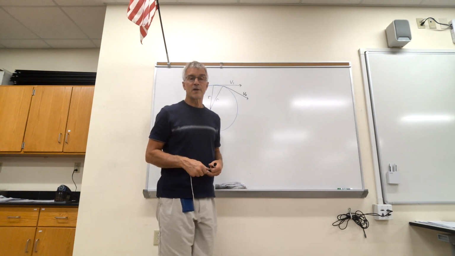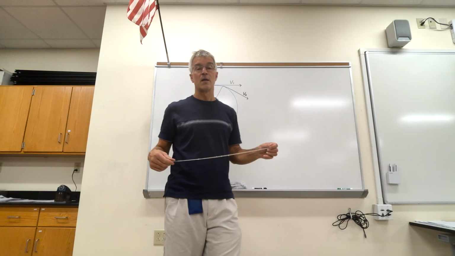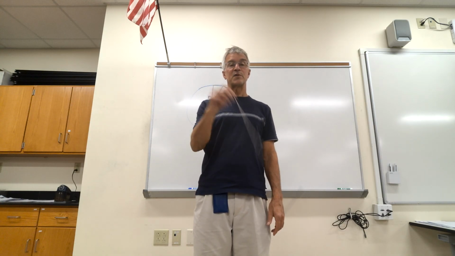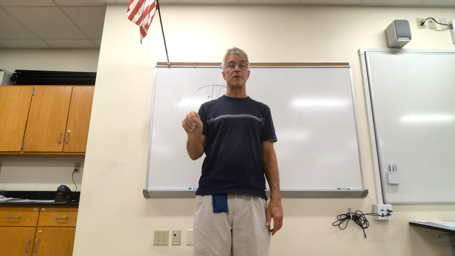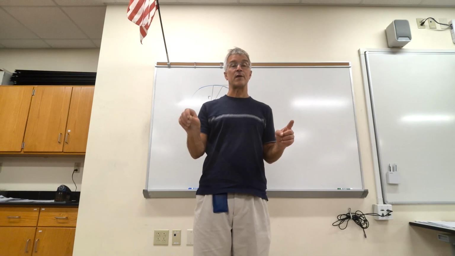Okay, let's talk about circular motion and centripetal acceleration. So what I have here is a rubber stopper on the end of a string. I'm going to spin this around in a vertical circle at a constant speed. The rubber stopper is accelerating. Even though it's moving at a constant speed, it's still accelerating.